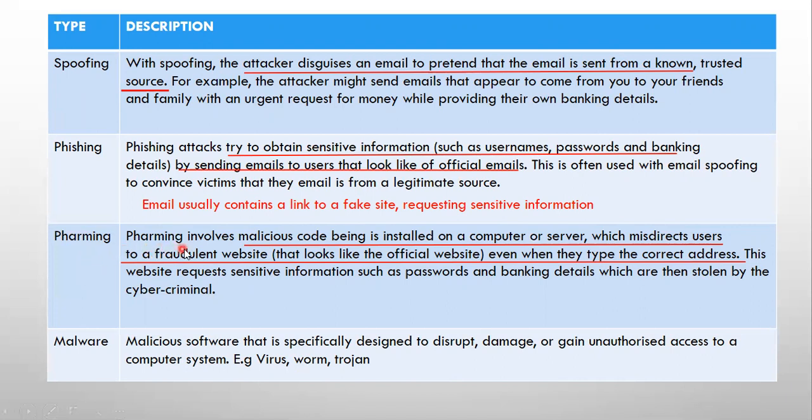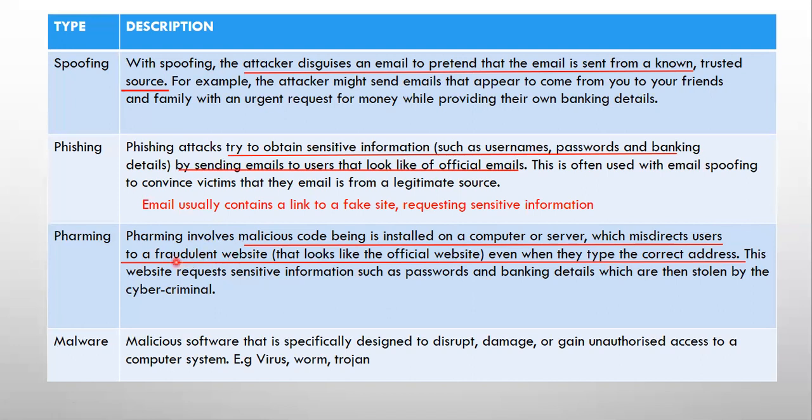Pharming. Now, pharming involves malicious code being installed in a computer or server, which misdirects the user to a fraudulent website. So pharming is used to take the user to a fake or fraudulent website. Unlike phishing, where you click on a link that will take you to a fake website, with pharming, even when you type the correct address, the code redirects you to a fraudulent website. So when you type the correct address, you are still taken to a fraudulent website.